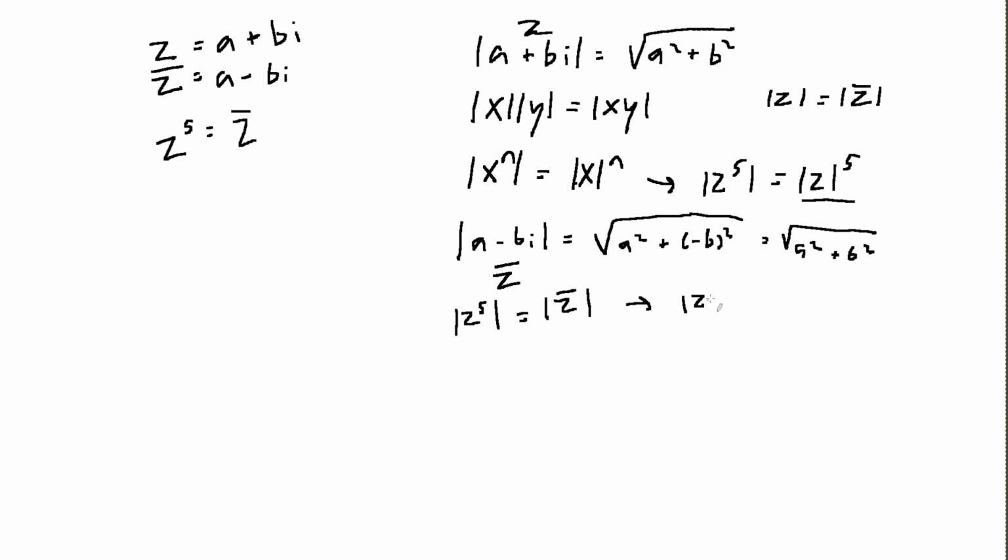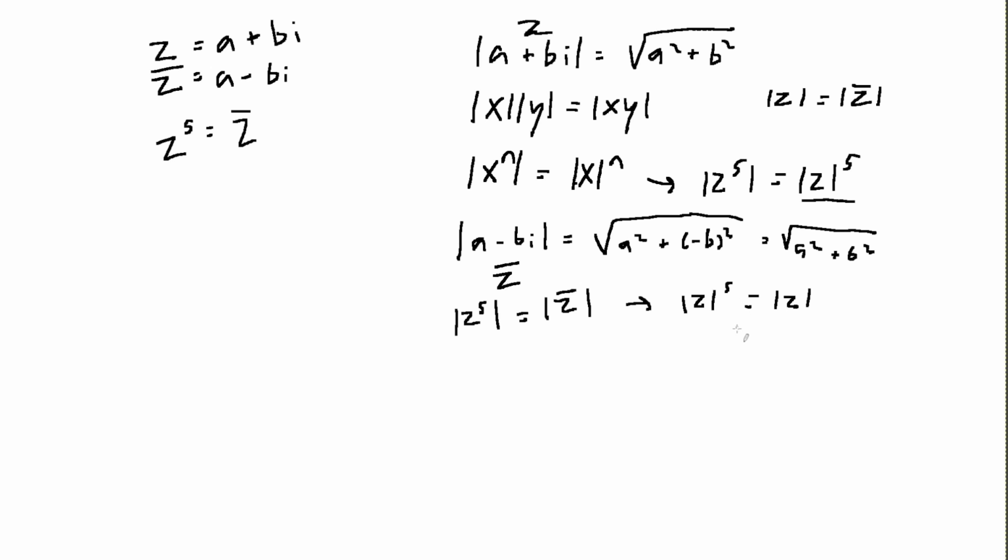So the magnitude of z to the fifth equals the magnitude of z bar, but the magnitude of z bar is the magnitude of z, as we showed right here. So really, the magnitude of z to the fifth equals the magnitude of z. Okay, so this is a nice equation because we know that these are both real numbers. In fact, they're both positive real numbers. And there are only two non-negative real numbers that this is true for.